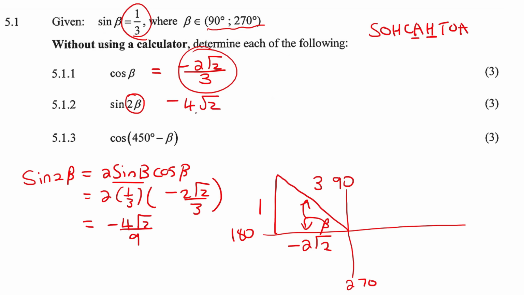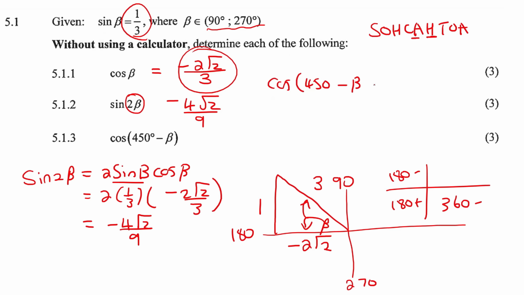So I've told you guys that if this does not look like anything on the CAST diagram, 180 minus, 180 plus, 360 minus, then you change it. How? By either adding or subtracting 360. Doesn't mean you must choose any one. You've got to think about it. So this is 450, so we want to make that a little bit smaller. So we're going to subtract 360 degrees. So that's going to become 450 minus beta, and I'm going to subtract 360, and that ends up becoming 90 minus beta.